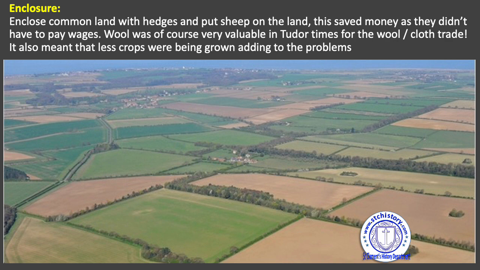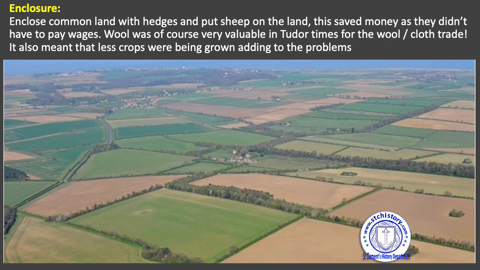So enclosure is where you essentially enclose the land, okay? So you put a hedge around the land. As you can see by the image on the screen, all of this land has been enclosed so that it is used for specific things. You can see that when you're on an aeroplane looking down, most of England is enclosed, owned by landlords or different farmers or whatever it might be.